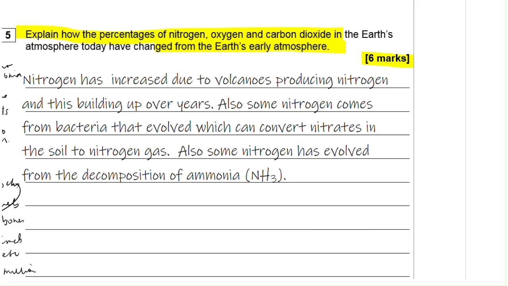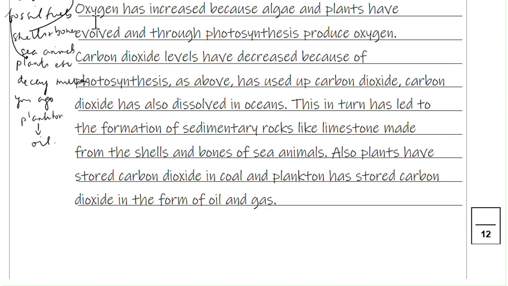So a levelled response would look like this. Nitrogen has increased due to volcanoes producing nitrogen and this building up over years. Also, some nitrogen comes from bacteria that evolve which can convert nitrates in the soil to nitrogen gas. Some nitrogen has evolved from the decomposition of ammonia. Oxygen has increased because algae and plants have evolved and through photosynthesis produce oxygen.